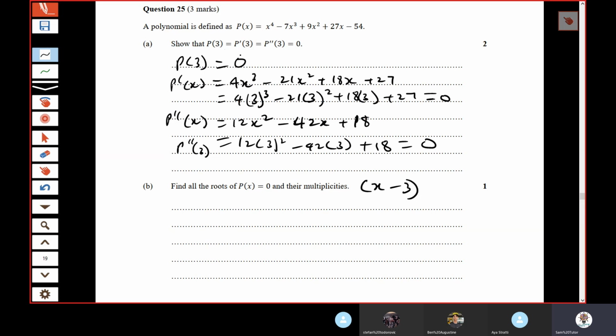So if the original polynomial, the first derivative and the second derivative all equal 0, what power would this be up to? 3. So its original would be 1. Our first derivative would be power of 2, so it has a double root. And then if the second derivative works as well, it's got a triple root, which means x minus 3 cubed. Yeah. And then find all the roots and their multiplicity.